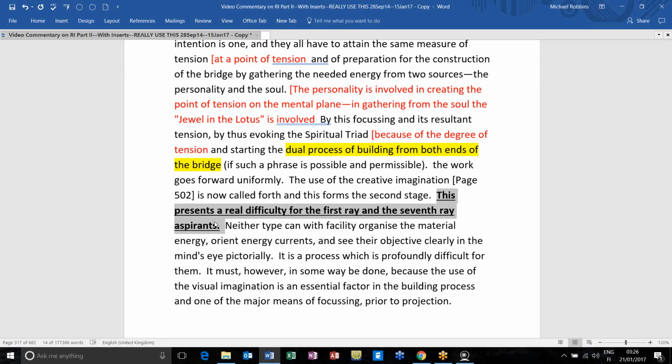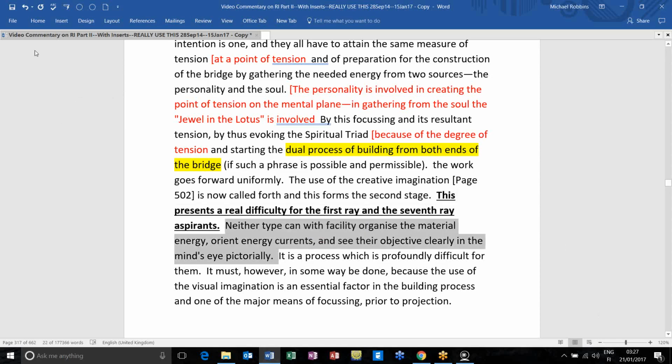Masonry is involved for such people. It is a first ray organization, and it's involved for such people often to help them visualize the inner process, to outpicture the inner process in rite and ritual. Neither type can with facility organize the material energy, orient energy currents, and see their objective clearly in the mind's eye pictorially.